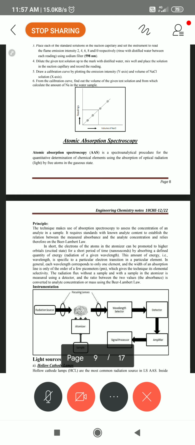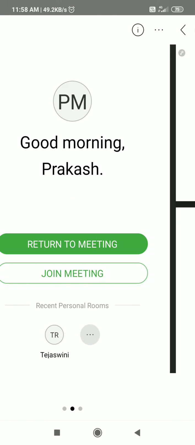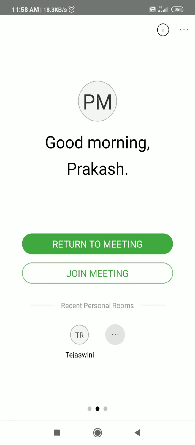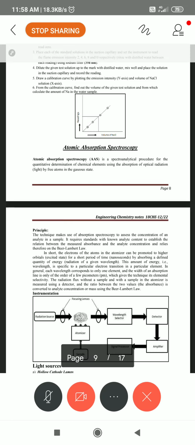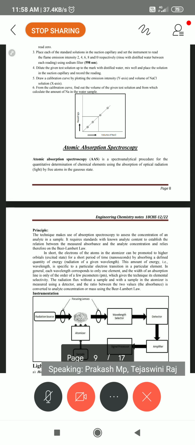In atomic absorption spectroscopy, how many ground states are there, not getting into the excited states. Based on that number, we are going to calculate the sodium and potassium metals. So this is the explanation of flame photometry. In the next class, we will start atomic absorption spectroscopy.